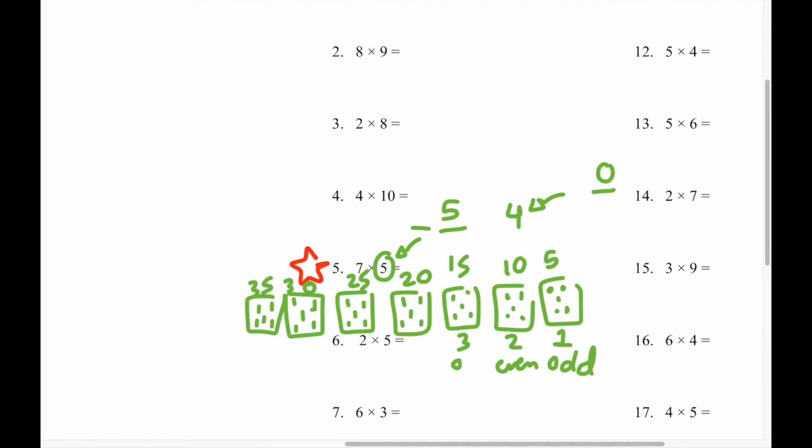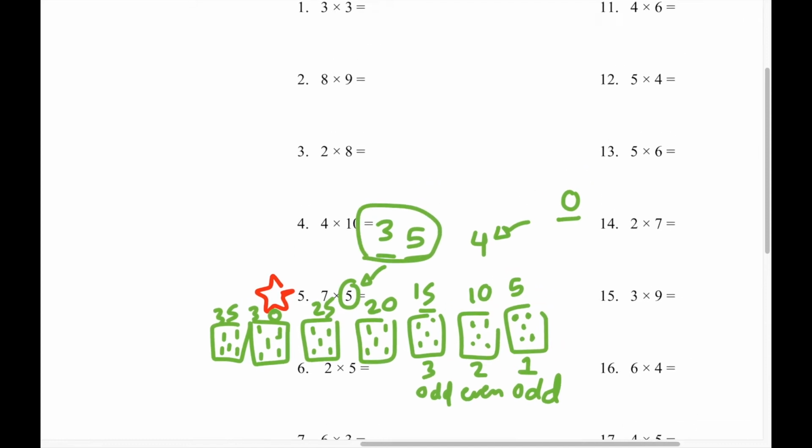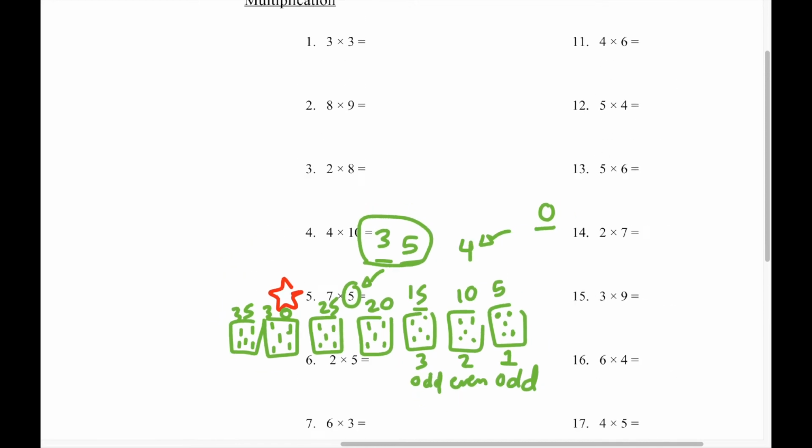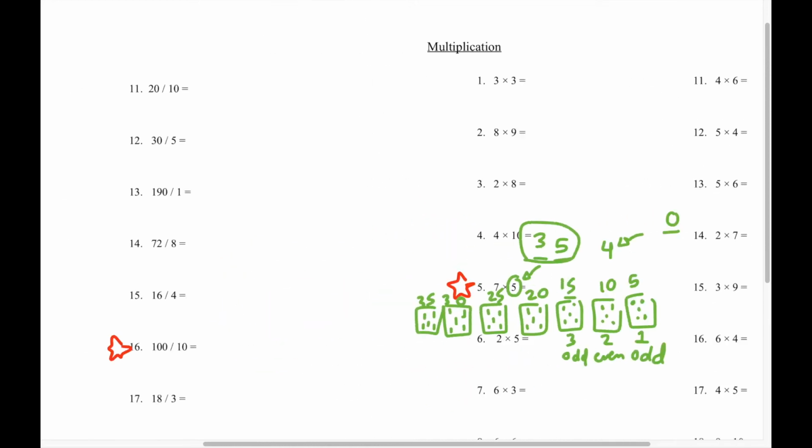Multiply 5 times 3 is 15. There's a 5 at the end, and that's an odd number, and so on. That's how the pattern works. So that could help you find or hint what number it will be. So the answer is 35. That does not work for all numbers, but does work for the 5s.